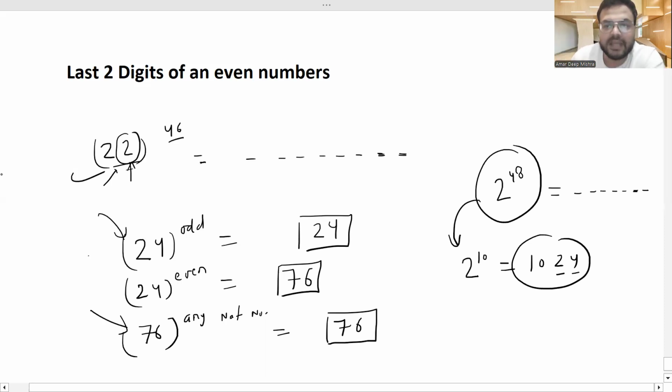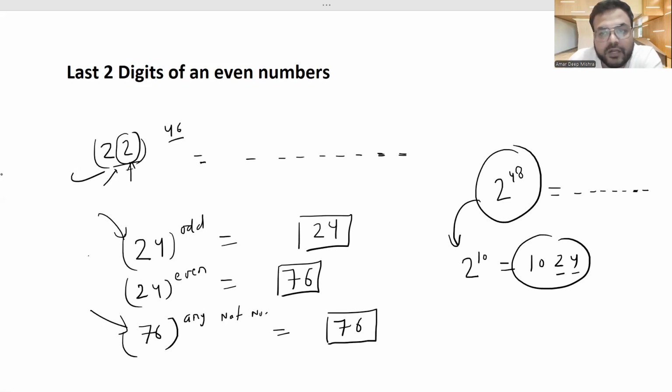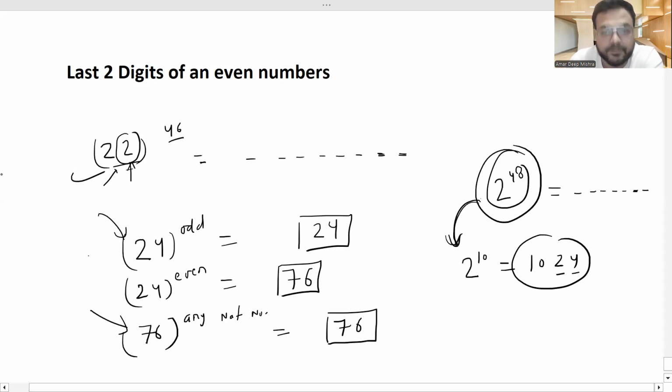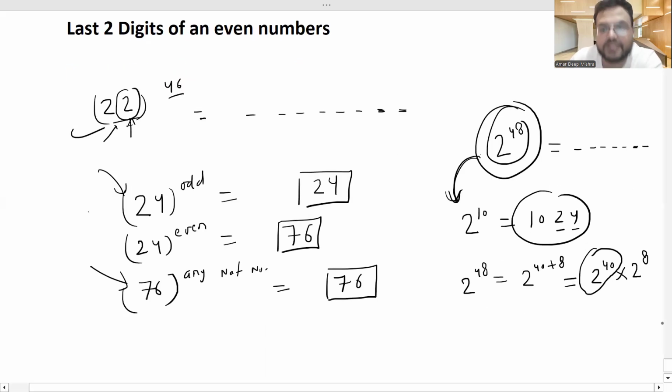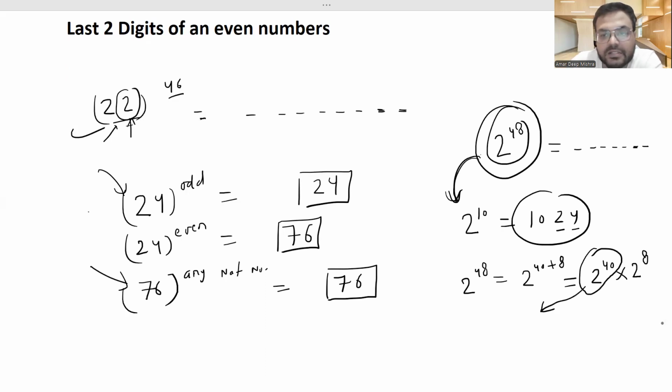Now, how can you convert this 2 power 48 in the form of 2 power 10? I can write this 2 power 48 as 2 power 40 plus 8, so this can be written as 2 power 40 into 2 power 8. Now this 2 power 40 can be written as 2 power 10 whole to the power 4, into 2 power 8.